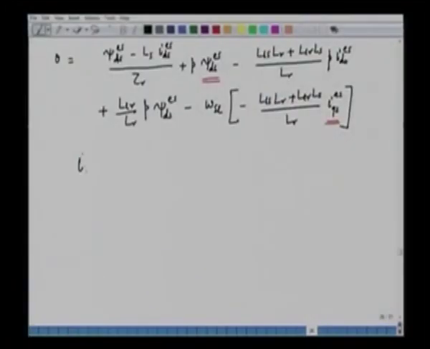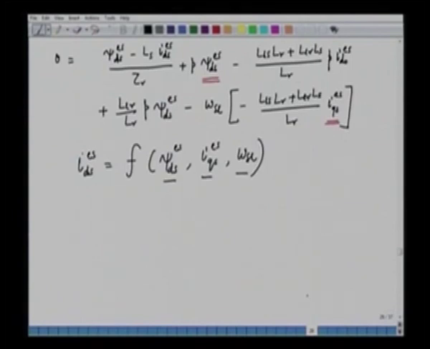So what we have to do here is the following: we can write down from this equation IDS as a function of psi ds, IQS, and the slip speed, which we can easily write as we have done in case of air gap flux oriented vector control. So if we obtain IDS as a function of psi ds, IQS, and omega SL, then for a given omega SL, a given IQS, and a given psi ds, we can evaluate what should be IDS.